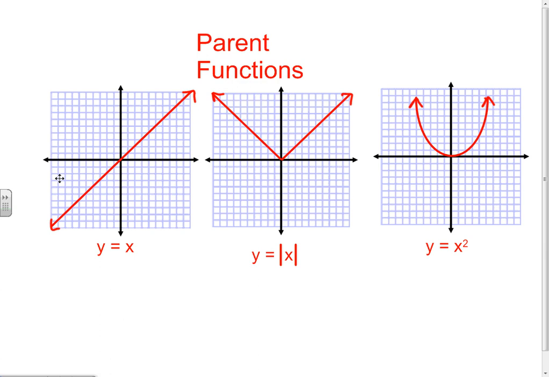There are 3 basic parent functions we're going to look at in the class. The first one, and you're very used to this one, is the linear parent function. That one's the one over here on the left. And the most basic form of a linear function is y equals x. The one in the middle is an absolute value. An absolute value function is centered at the origin, and on either side has a slope of 1. So you'll notice on the right it goes up 1 over 1, and on the left it goes up 1 over 1. And the last one, x squared, is called a quadratic.